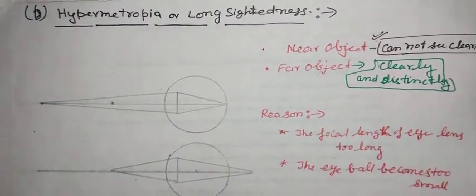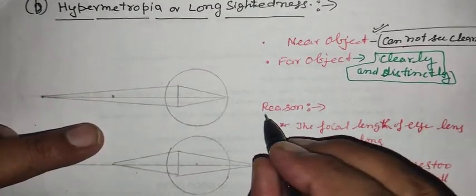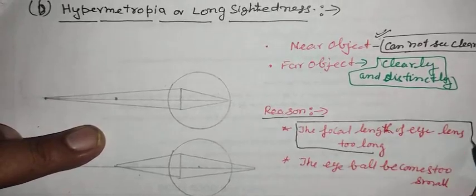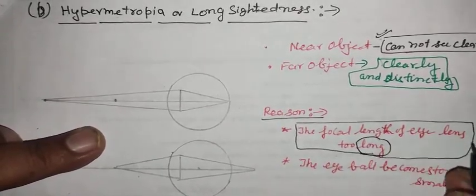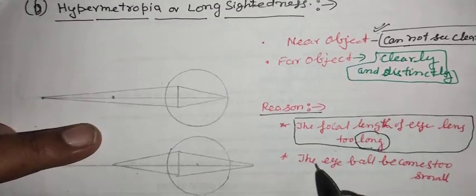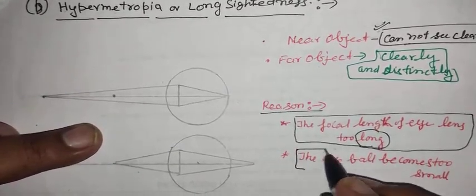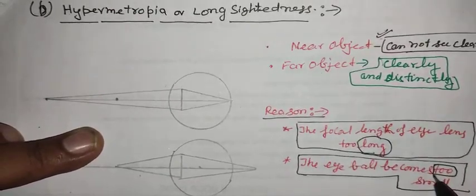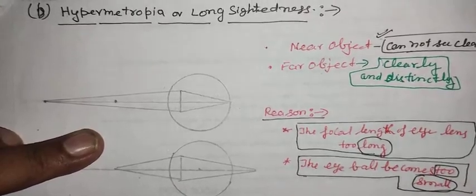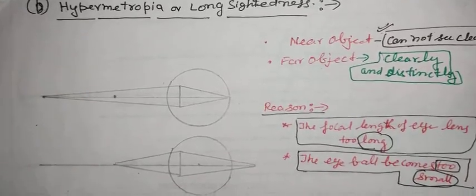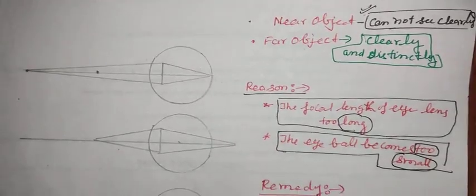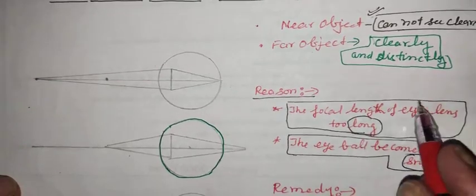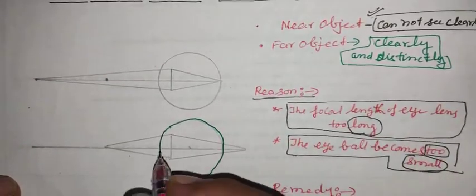The reasons behind this: the first reason is that the focal length of the eye lens becomes too long. Second, the eyeball becomes too small. So the problem is due to these two reasons, the increase in focal length and the small eyeball.